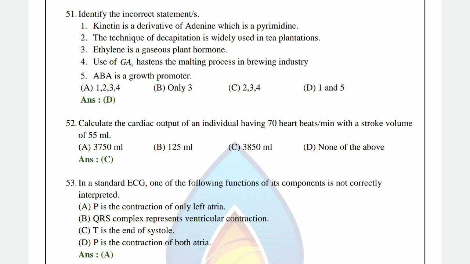51. Identify the incorrect statements. The correct option is option D, that is 1 and 5. Question 52. Calculate the cardiac output of an individual having 70 heartbeats per minute with a stroke volume of 55 ml. Correct option is option C, that is 3850 ml. Question 53. In a standard ECG, one of the following functions of its components is not correctly interpreted. That is option A. P is contraction of only left atria.